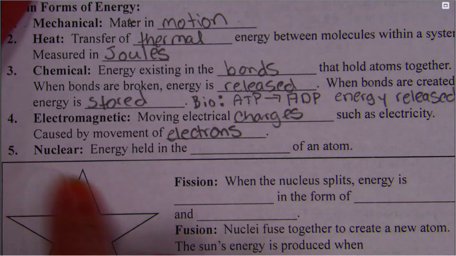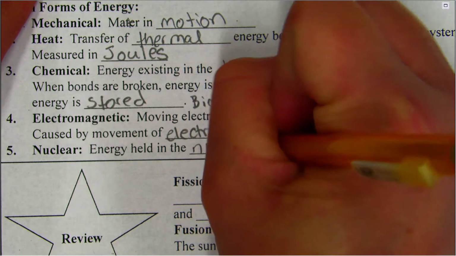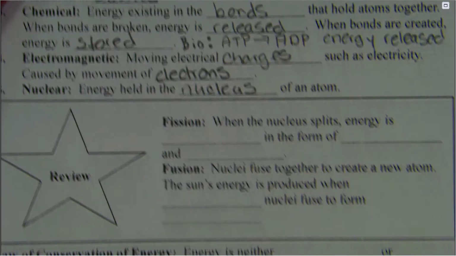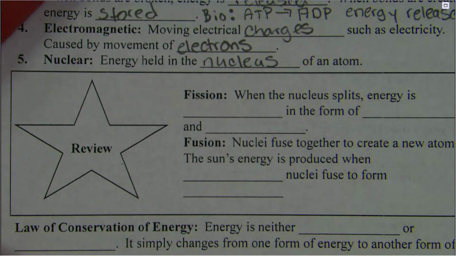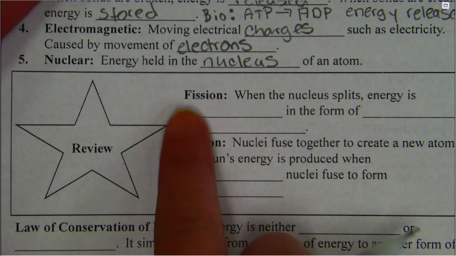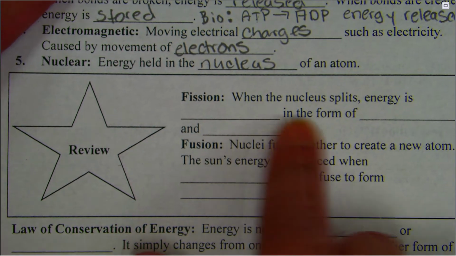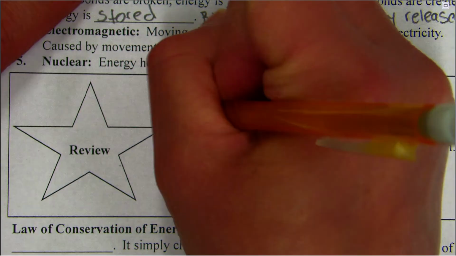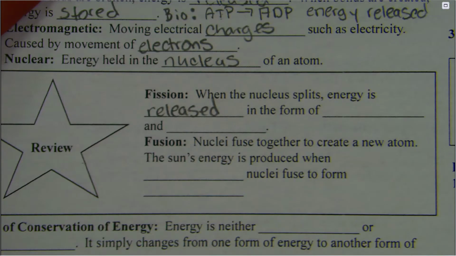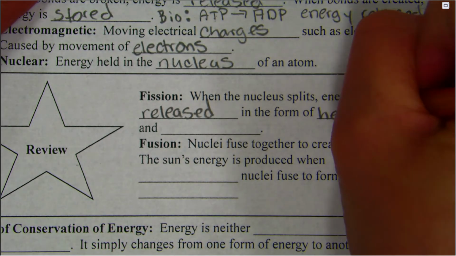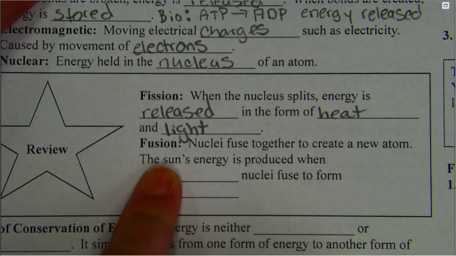All right, nuclear, this is energy that is held within the nucleus of an atom, and this again is a review from chemistry. So let's look at the two types of nuclear decay that we talked about in chemistry. We have fission. Fission is when the nucleus splits apart. So the nucleus of an atom splits apart. Energy is released, and it is released in the form of heat and light.